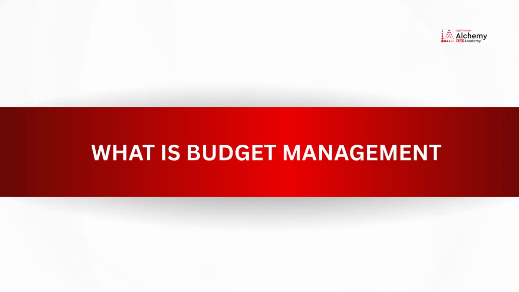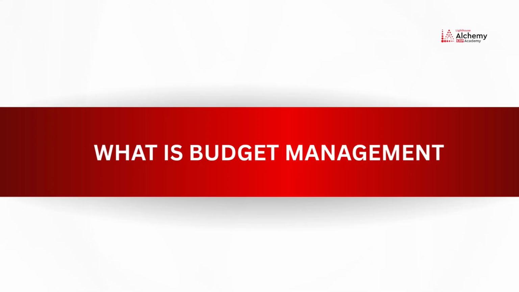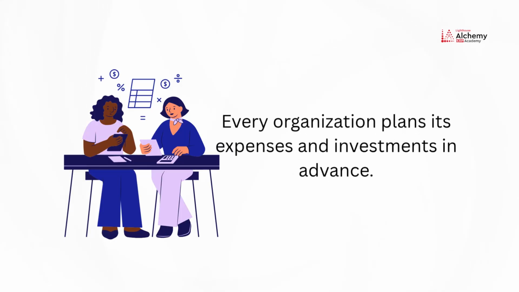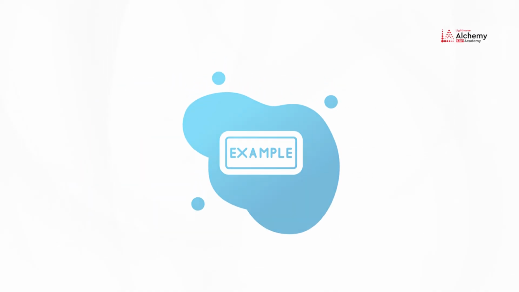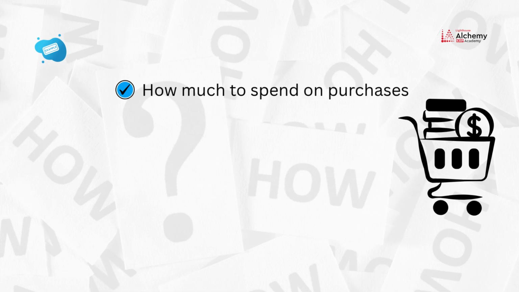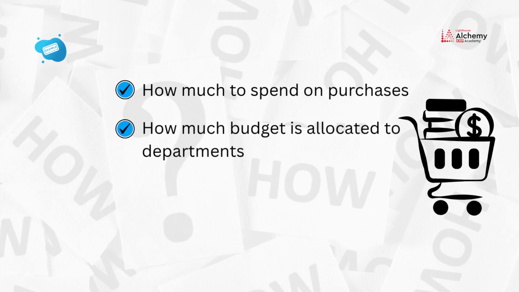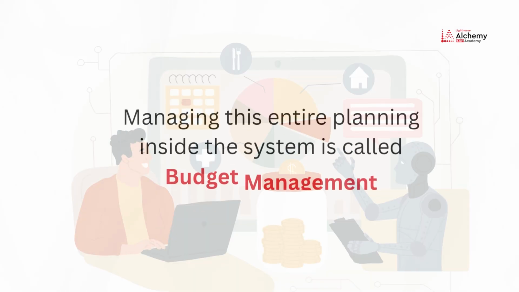What is budget management? Simple understanding: every organization plans its expenses and investments in advance. For example, how much to spend on purchases, how much budget is allocated to departments, how much can be spent on a project. This planning is called budgeting, and managing this entire planning inside the system is called budget management.